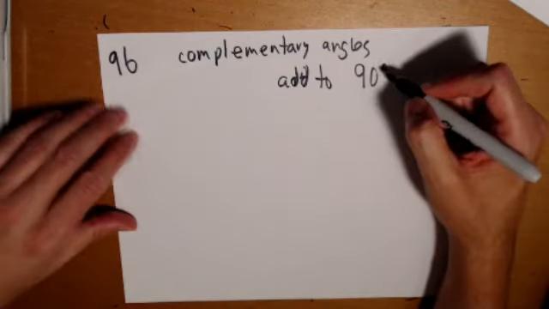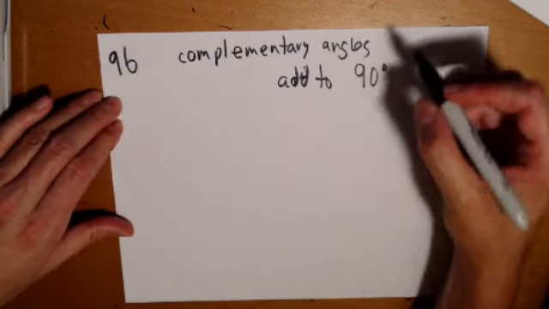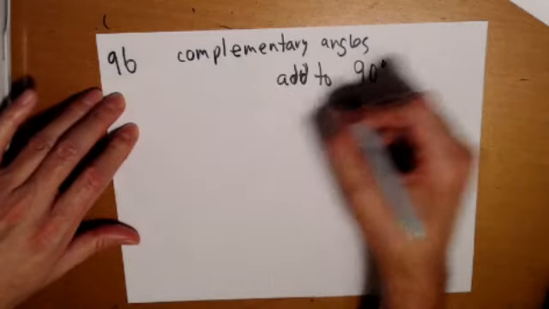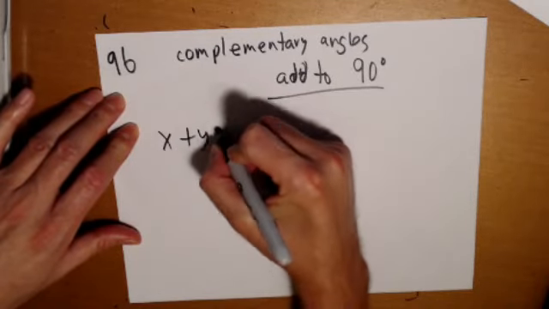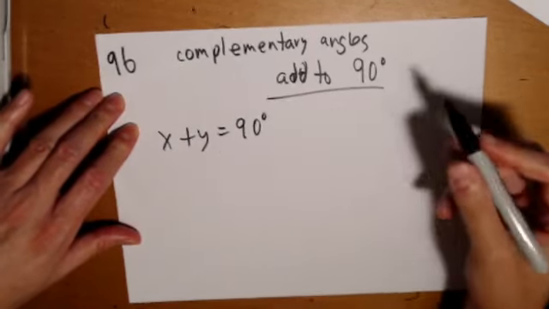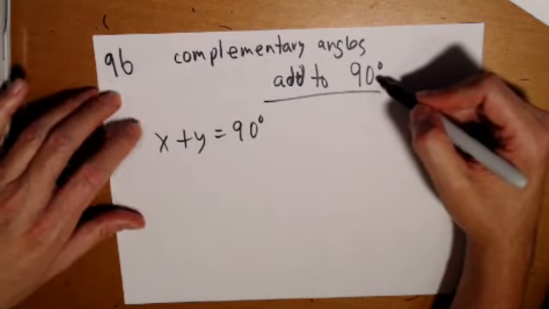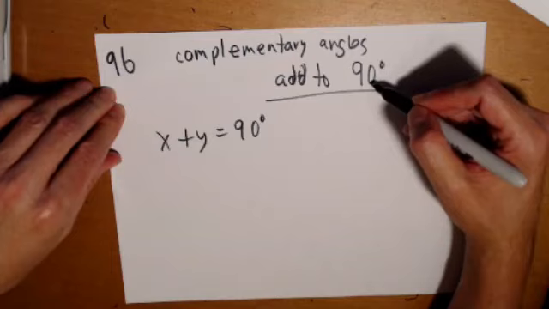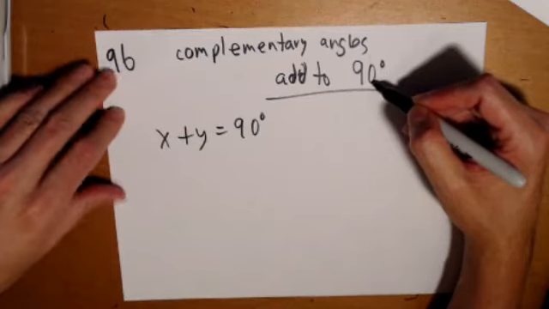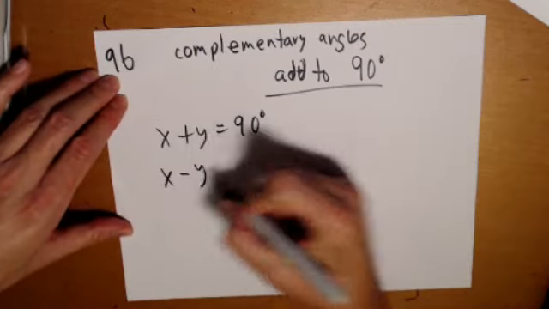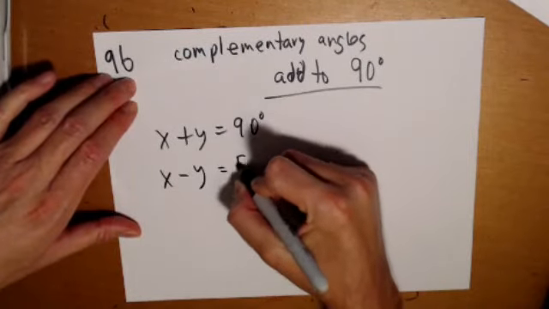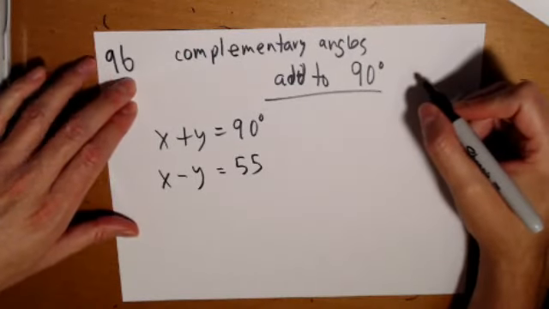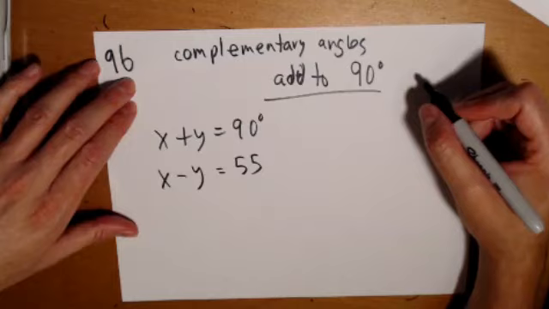The difference of two complementary angles is 55. So if they add to 90, that means x plus y must equal 90 degrees. If they're complementary angles, they add to 90. X plus y is 90. The difference of two complementary angles is 55, so x minus y must be 55. Find the angles.